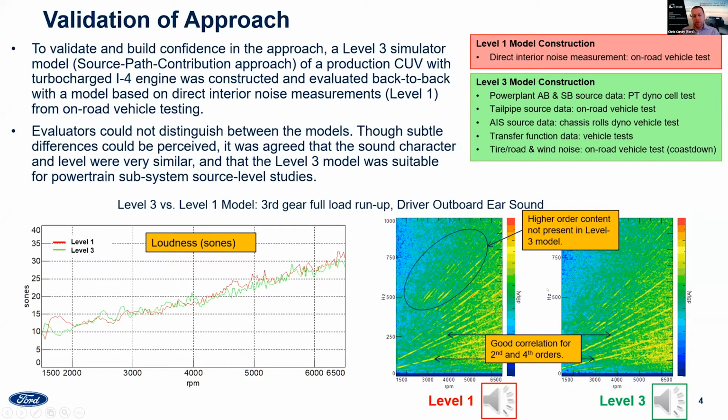On the right side, we see a comparison of the spectrograms from the level 1 direct interior measurement and the source path contribution approach level 3. So the order structure is similar. There are some differences, however. This could be due to the fact that we didn't have all paths represented in our level 3 model. We also had different powertrain specimens used for these two different modeling approaches. So there are some subtle differences in the sound character here, but they sound pretty similar.